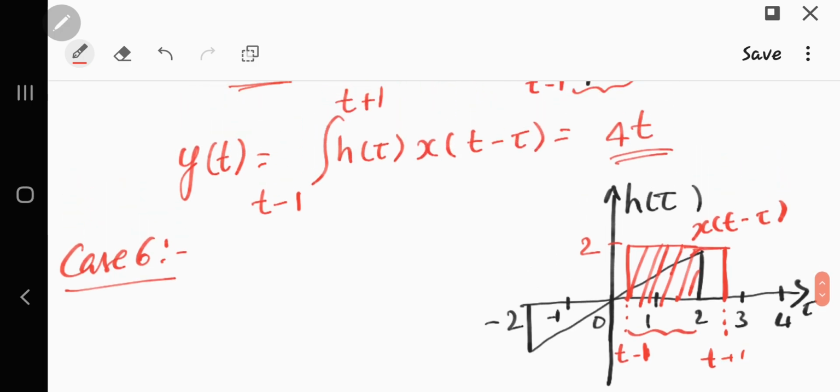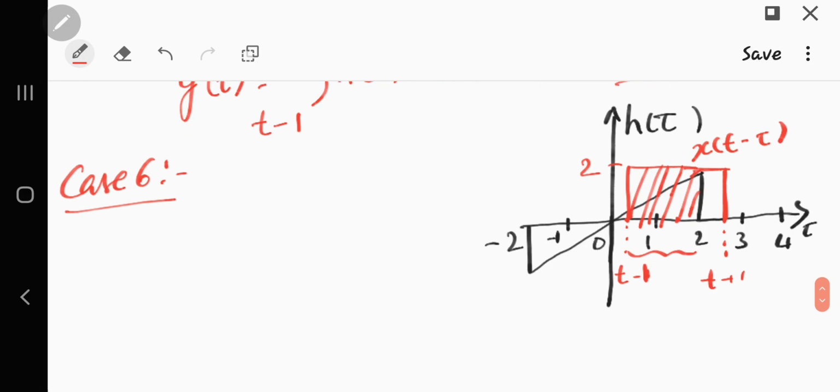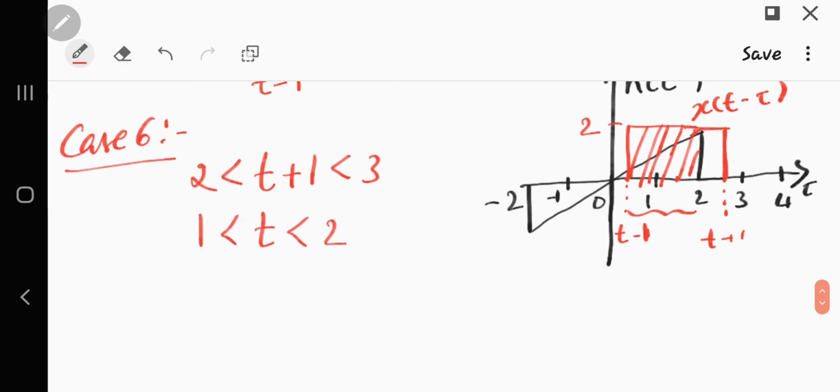Now this is different from the one we got in the previous case. Let's see what the value of y of t is in this case. How do we define this particular case now? t plus 1 is less than 3 but greater than 2. If you simplify that, you will get t varying from 1 to 2.